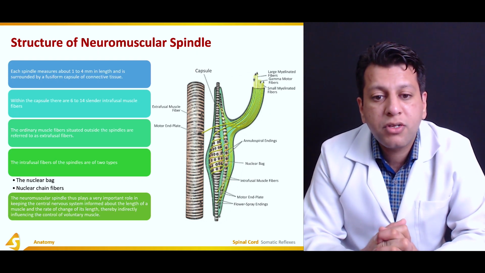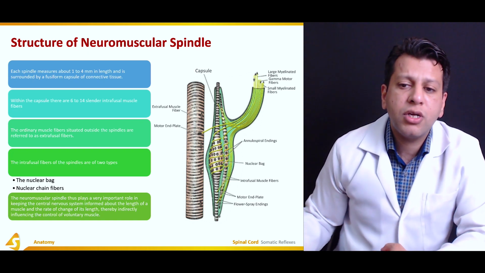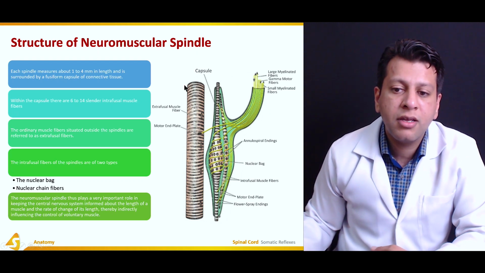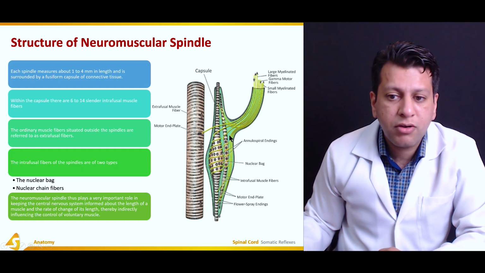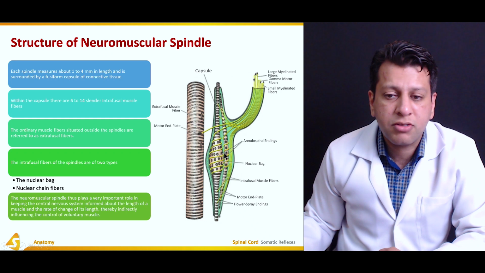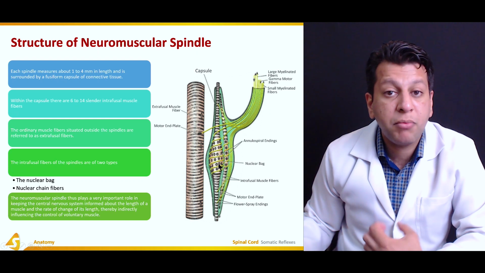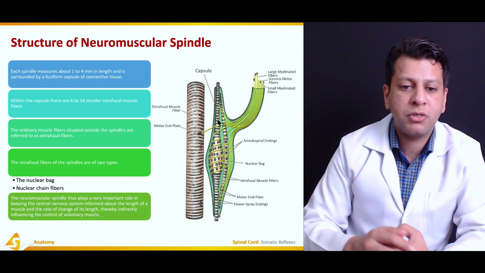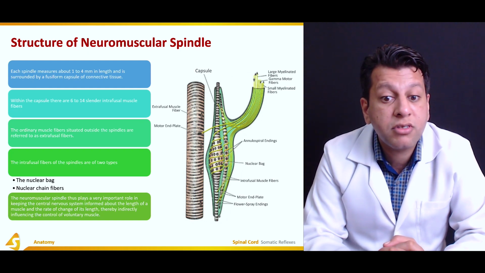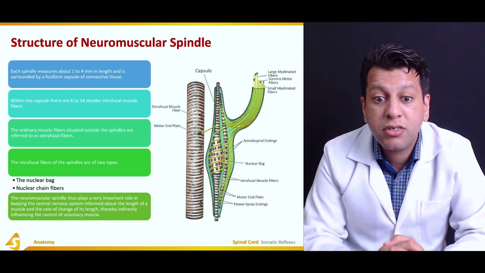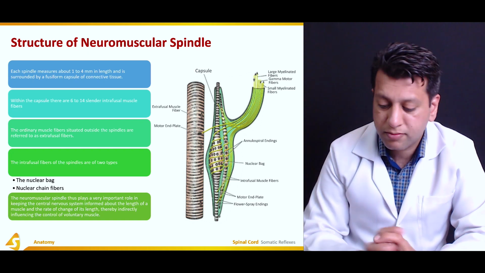The intrafusal fibers of the spindle are of two types, the nuclear bag and the nuclear chain fibers. Why are they called nuclear bag? Because they have a large belly in the center and appear bag-like, with the nuclei arranged in the form of a bean bag. As compared to that, in the other type the nuclei are arranged in the form of chains, which is why they are called nuclear chain fibers. The neuromuscular spindle thus plays a very important role in keeping the central nervous system informed about the length of the muscle and the rate of change of its length, thereby indirectly influencing the control of voluntary muscles.